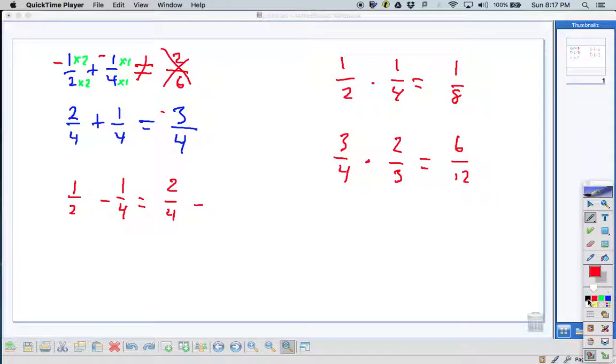Well, the fancy way of doing it is this. You look for what's called a greatest common factor, or a GCF. This is something you studied in elementary school.